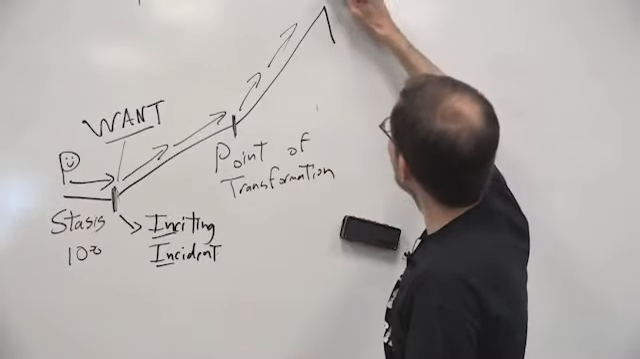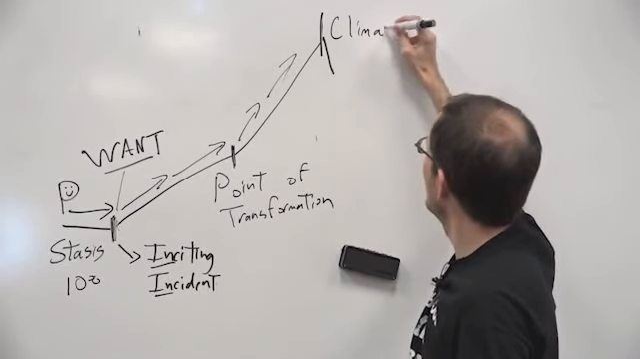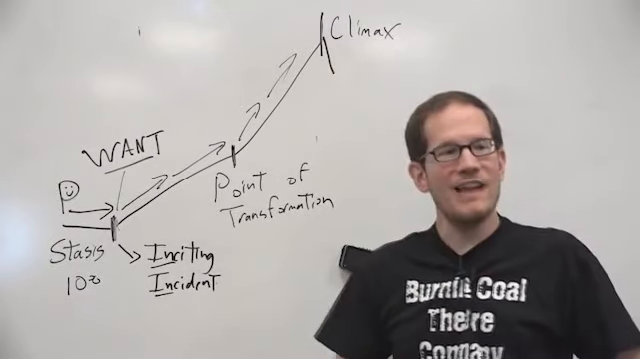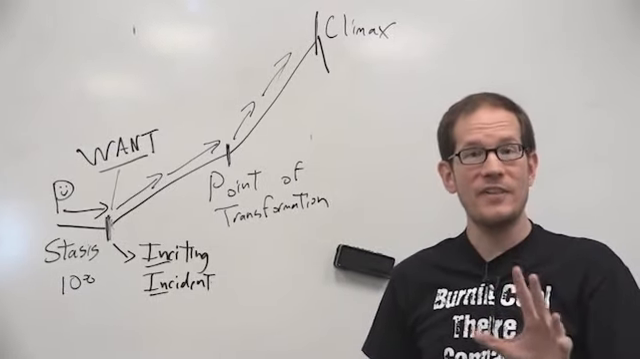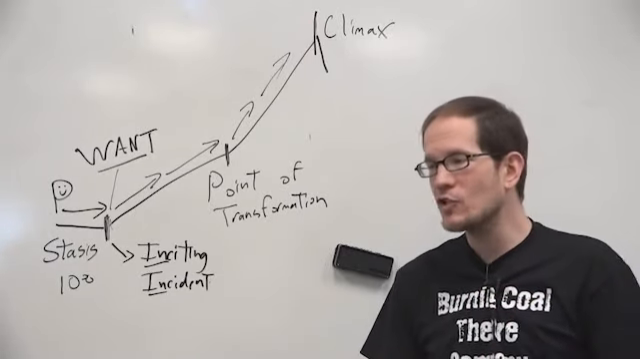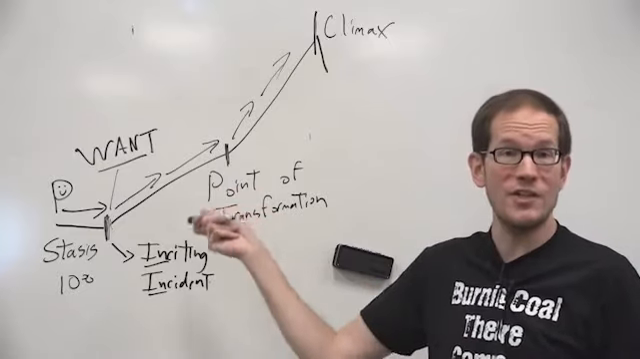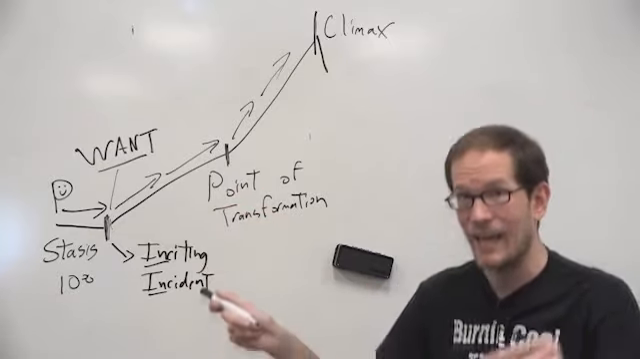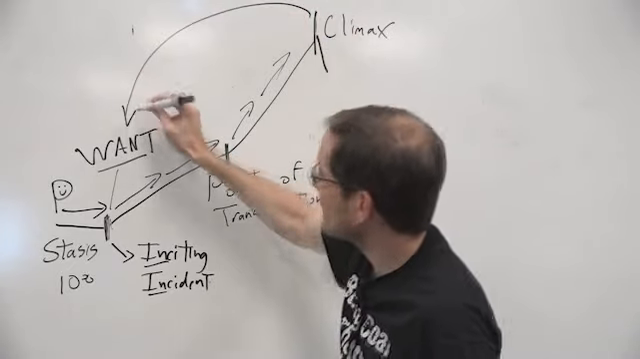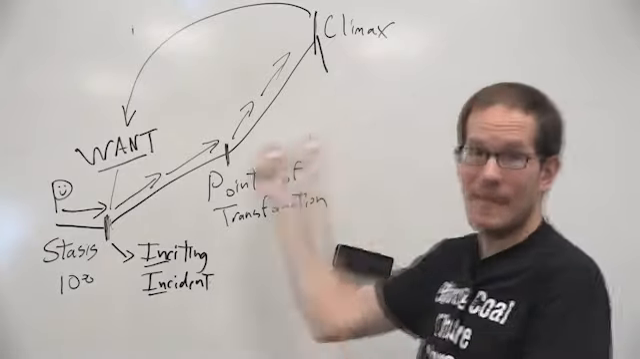But up here, we finally get to this moment. We call this moment the climax. It's from the Greek word meaning ladder, so it's the top of the ladder. The climax has a very specific definition, and it's different than what you may have heard in your English classes. In a short story or novel, the climax is sort of the turning point, like the point of transformation is in the play. In a play, the climax is the moment that the protagonist either gets what they want or they don't. That's what climax means.